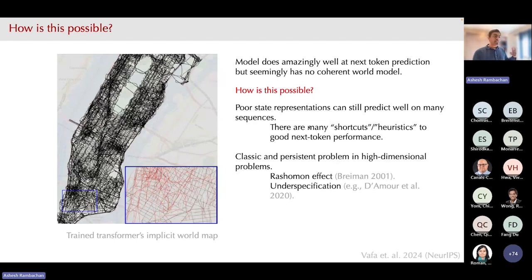And this is a modern instantiation of a very classic idea in machine learning and a persistent problem in high-dimensional settings, which Leo Breiman called in the early 2000s the Rashomon effect, and which has been rediscovered in deep learning under the lens of underspecification. But I'll be happy to take some questions about that later on.